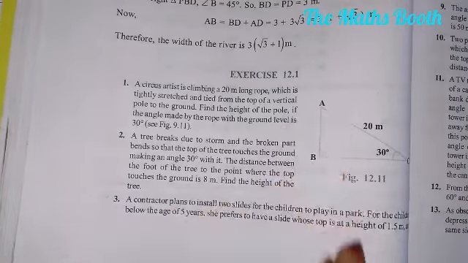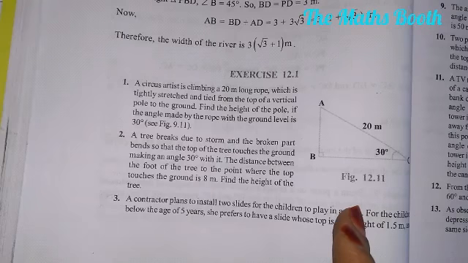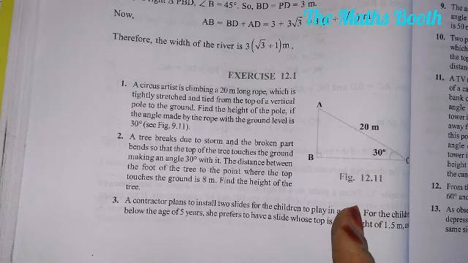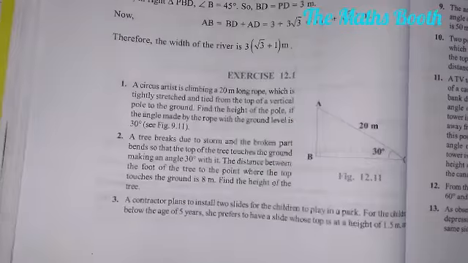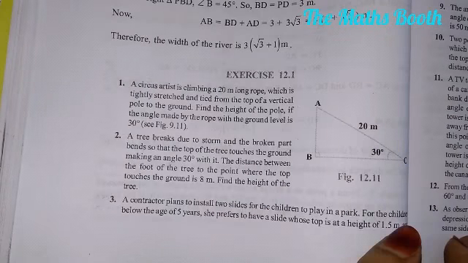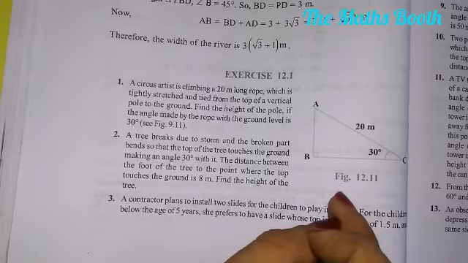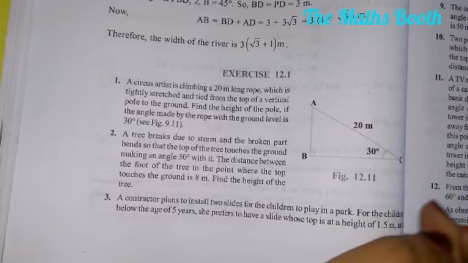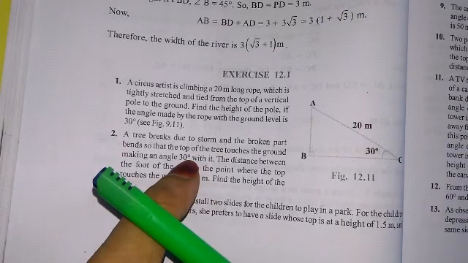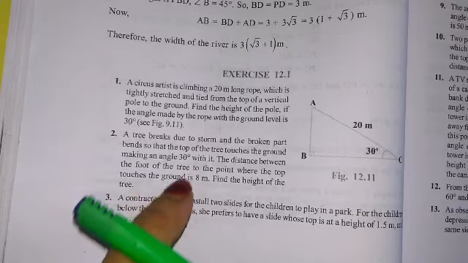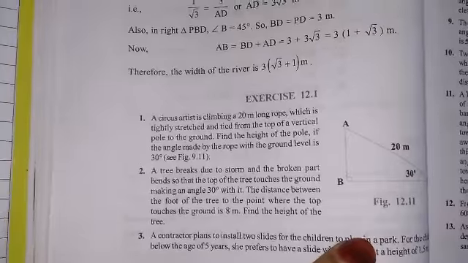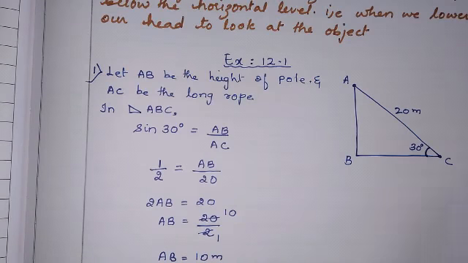A tree is standing vertically. Due to the storm, due to the heavy, very fast wind, the tree broke down and fell down. Not fully fallen down, it breaks and falls down and touches the ground. What they are saying is, from the tree to the touching point on the ground is 8 meter, and it makes an angle of 30 degree. Now they are asking to find the height of the complete tree. Okay, let me draw the figure for this.